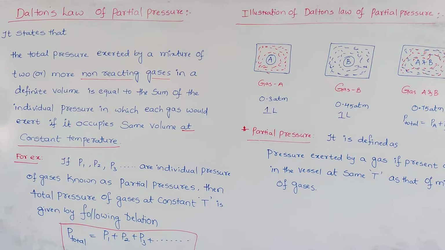Simply put, sometimes it is said that the total pressure exerted by a mixture of non-reacting gases is always equal to the sum of the partial pressures of each gas present in that mixture. That is also called Dalton's law of partial pressure.